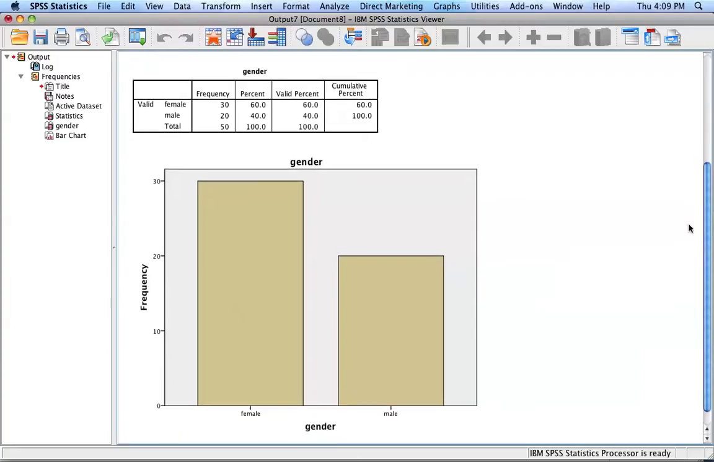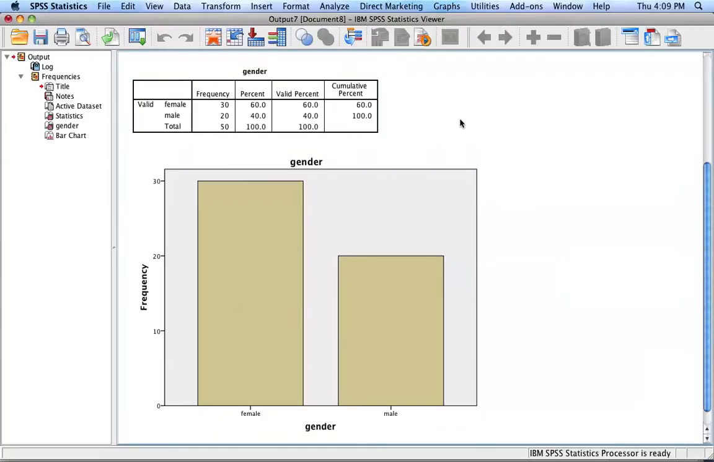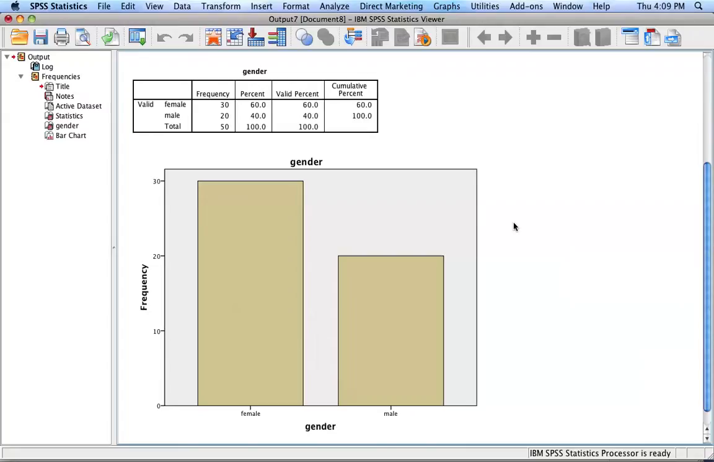And we can see pretty much the same thing in the table as we can see in the chart. There are more females than males, about 30 females and 20 males. So although you're required to include both in this week's assignment, it's really a matter of personal preference whether you feel the table or the bar graph best depicts your findings.